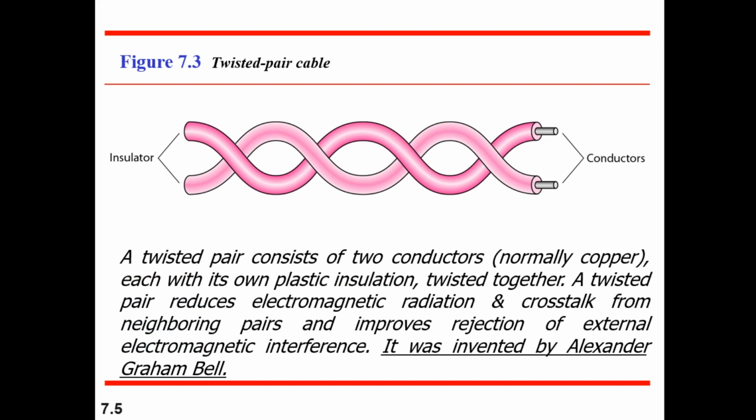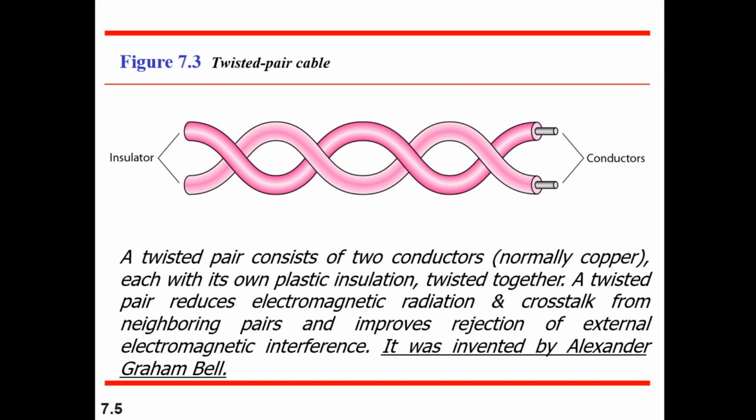So starting with the twisted pair, now as the name suggests, the twisted pair cable will have twist of the pairs, meaning that the conductors in this cable are twisted together. So normally it has two conductors, and these two conductors form one pair.